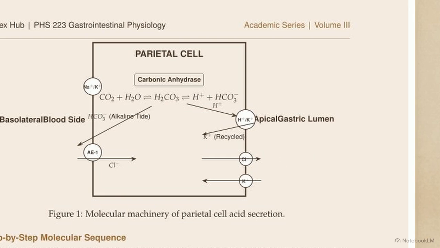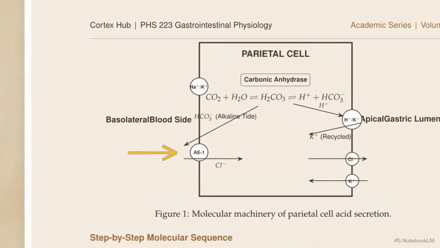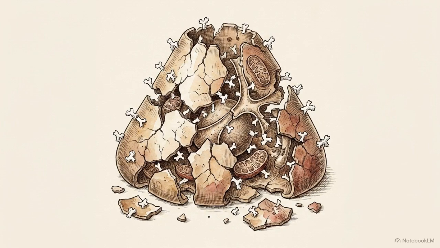Meanwhile, the remaining bicarbonate ion is pushed out of the basolateral membrane into the venous bloodstream by the AE1 exchanger. This specific efflux of bicarbonate raises the pH of the postprandial venous blood, creating what is known as the alkaline tide. If these parietal cells are destroyed by an autoimmune response, acid production fails.